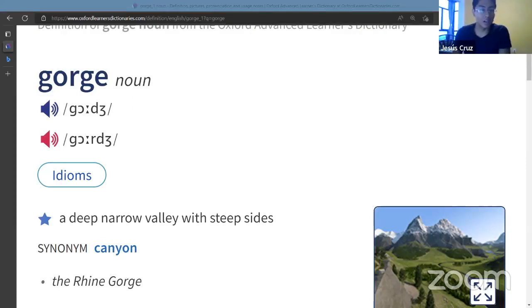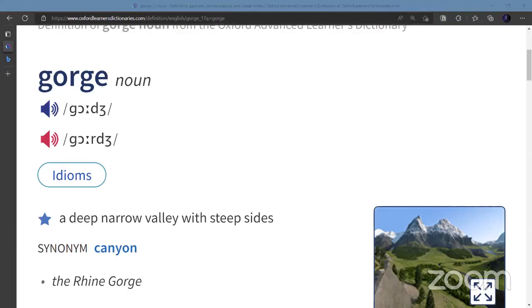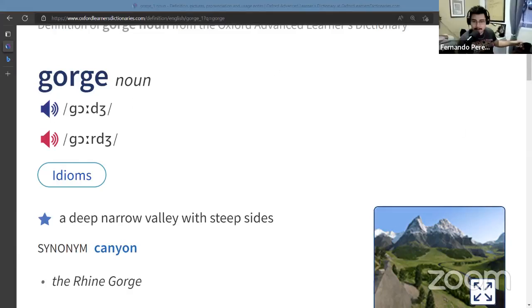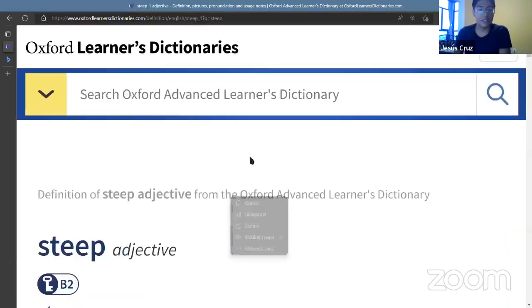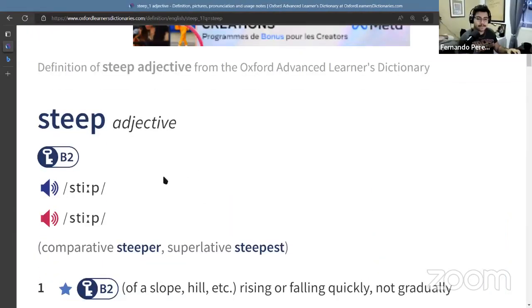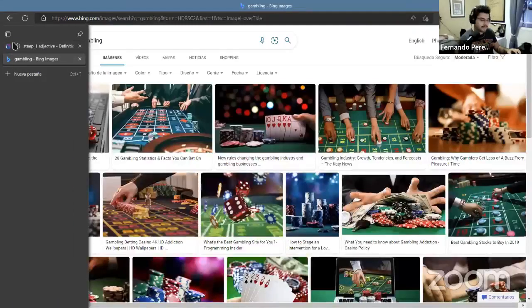No. Gorge: a deep, narrow valley with steep sides. Synonym: canyon. Sorry, what kind of sides did you say? Steep sides. Steep. Exactly. Something that is steep.